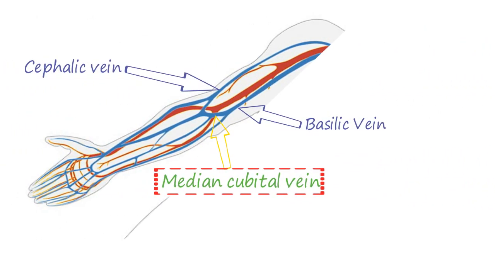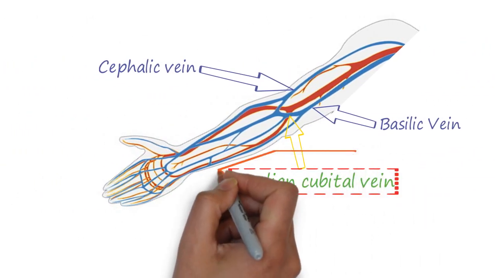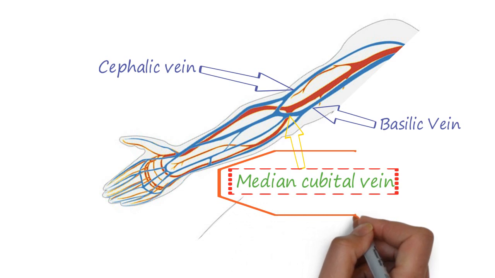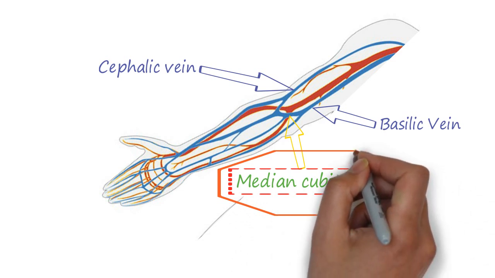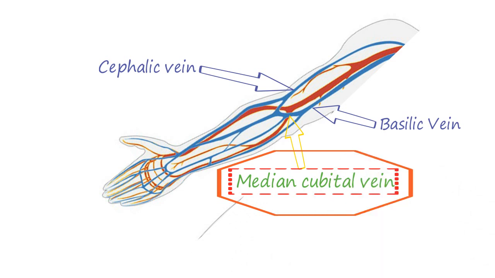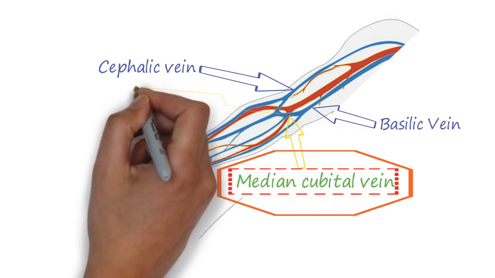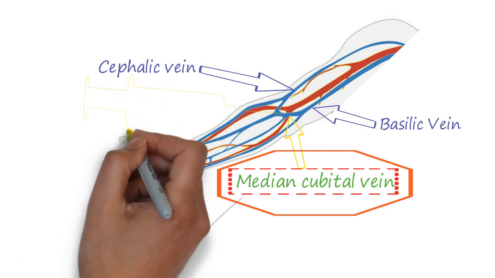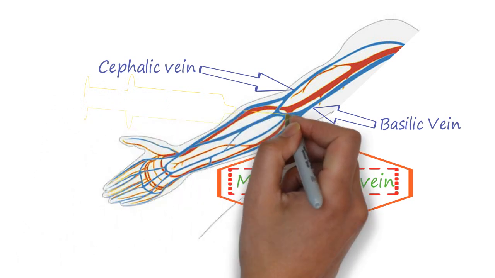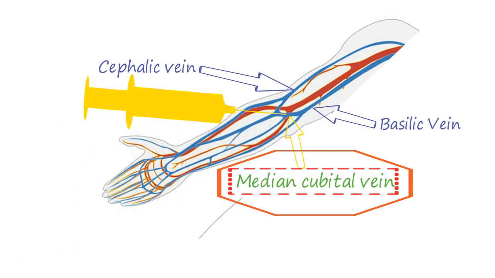Out of these veins, median cubital vein is preferred to collect blood sample because it is larger and it has a lower tendency to move or roll when the needle is inserted. There are also fewer nerve endings surrounding this vein, making venipuncture less painful at this site.